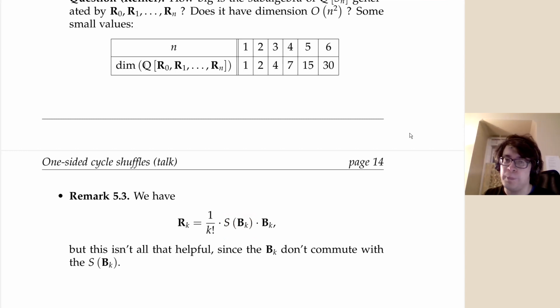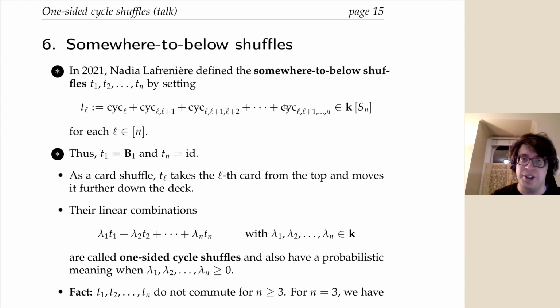It's okay. Thank you. So just last year, Nadia Lafreniere came up with... okay, I'm not actually sure about just last year, because this is when I learned it from her. She defined a new family of shuffles, elements of the group algebra, which are called T1 up to Tn. The T does not come from transposition, I'm sorry for that. So Tl is the cycle (l) which is the identity, plus the cycle (l l+1), plus the cycle (l l+1 l+2), plus and so on. So in terms of cards, Tl takes the l-th card from the top and moves it to a random place further down the deck. In particular, T1 is the top to random shuffle, and Tn is just the identity because there is no place further below. You can only leave the card where it is.